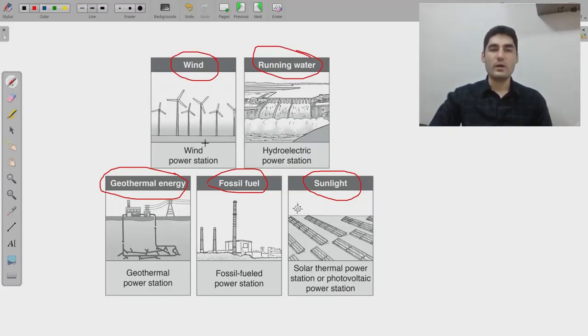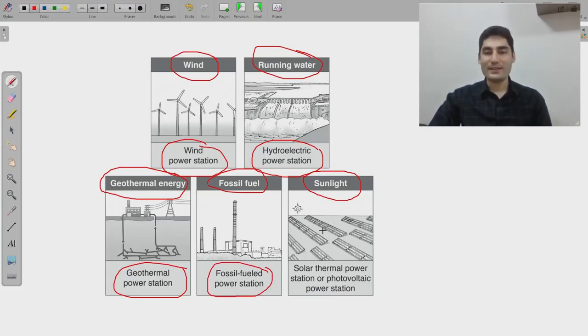Okay, so what kind of power stations did these energy sources have? Do you remember that? For wind, we have wind power station, like a wind farm. And for running water, we have hydroelectric power station, correct? For geothermal energy, we have geothermal power station. For fossil fuel, we have fossil fuel power station. For sunlight, we have these solar panels.